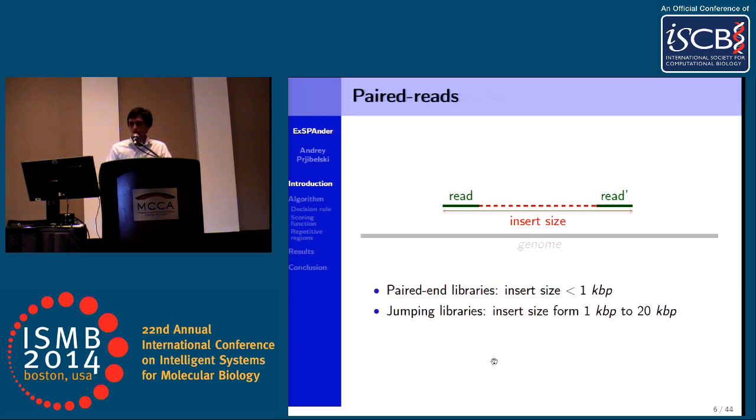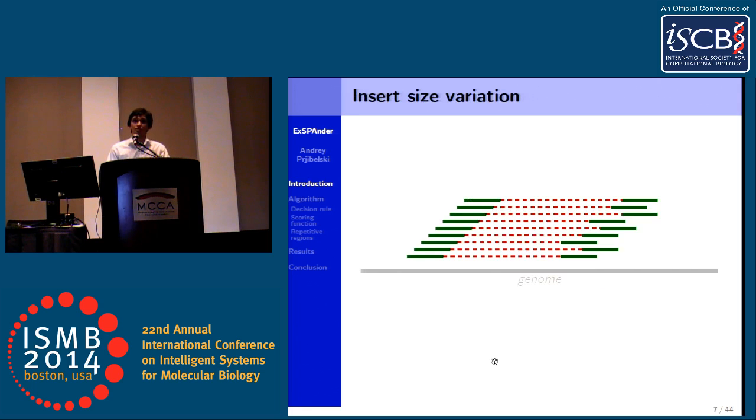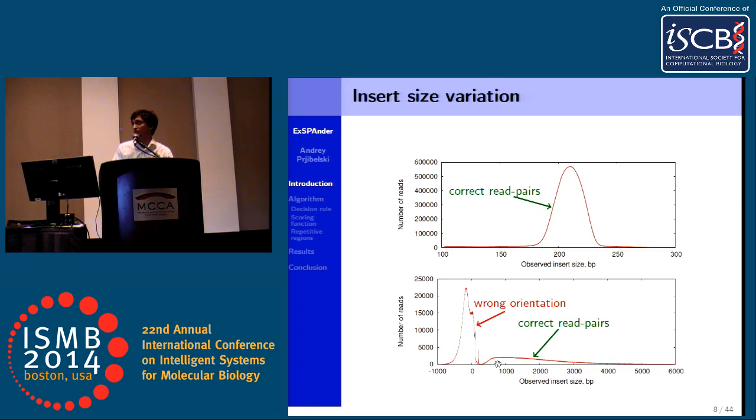As most assemblers do, we're going to use read pairs. Read pairs are just two genomic fragments that are separated by the insert size. Basically, there are two types of read pair libraries. Paired-end libraries with rather short insert size, and jumping libraries, often called mate pair libraries, with insert size up to 20 kilobase pairs. The problem is that the insert size is not fixed. And different libraries have pretty different insert size distributions.